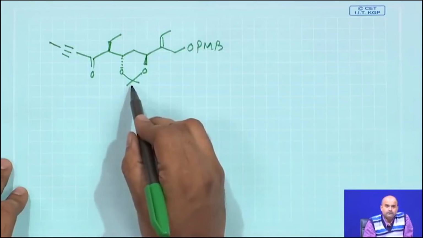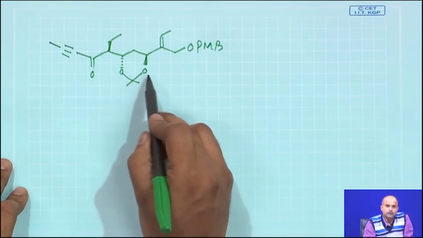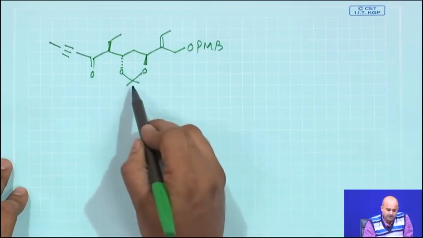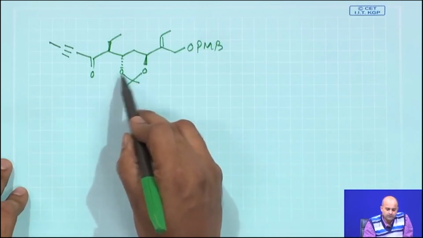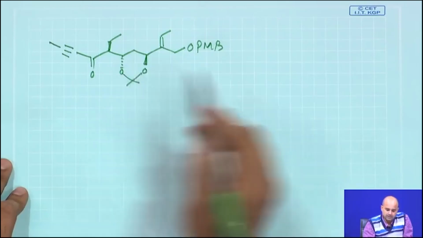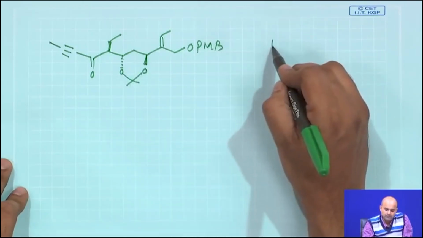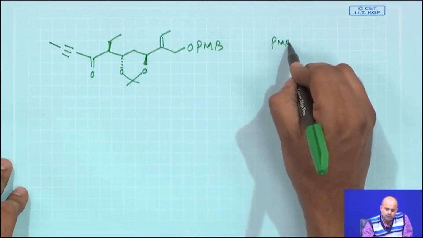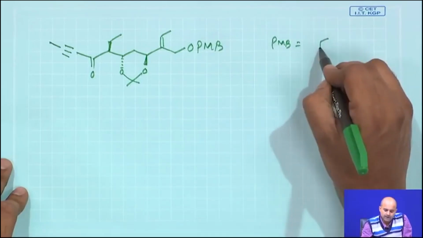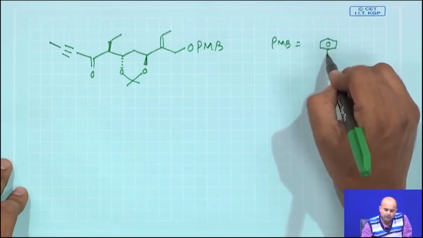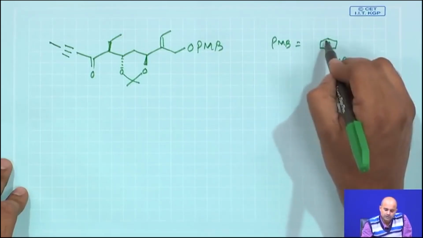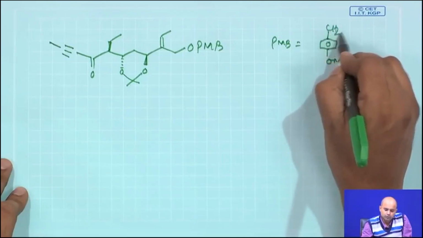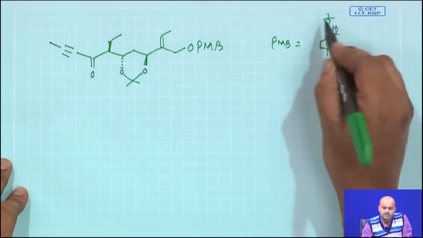Now, remember this is basically the protecting group which we already discussed. It is called acetonide, meaning that acetone is reacting with this diol to give this cyclic ketal. Now, PMB, what is PMB? PMB is basically a protecting group which is abbreviated as para-methoxybenzyl, also an alcohol protecting group. The structure is CH2, this is called the para-methoxybenzyl group.